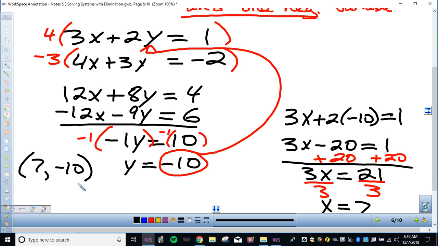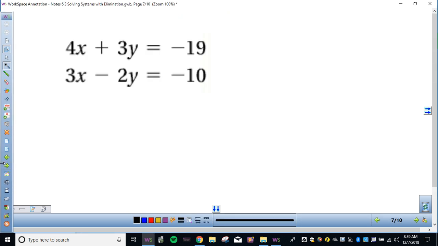I'll come check. We've got a couple more examples. I'll come check and see where the little mistake happened. Okay, write this one down, please.